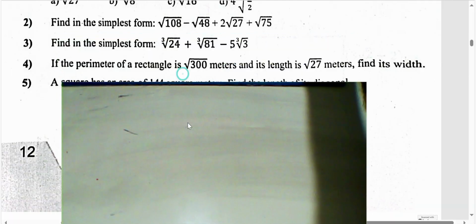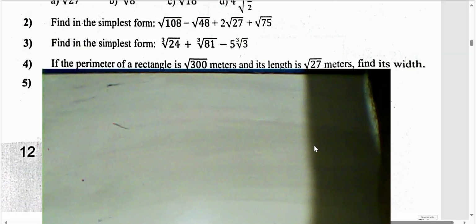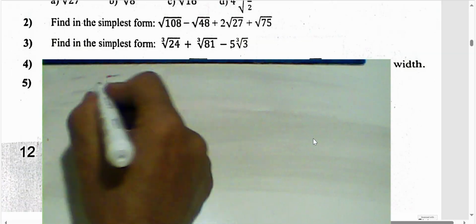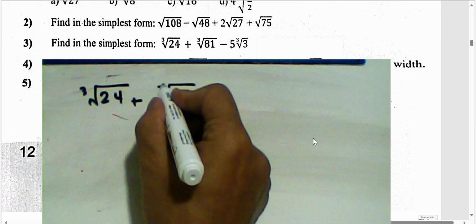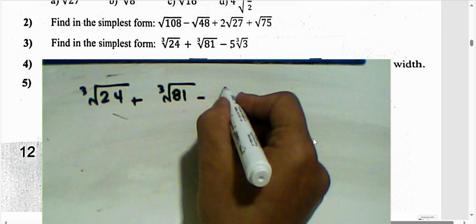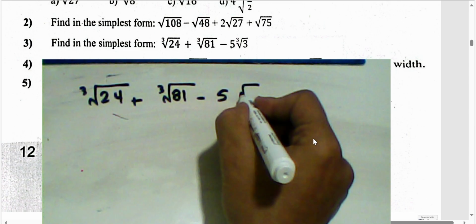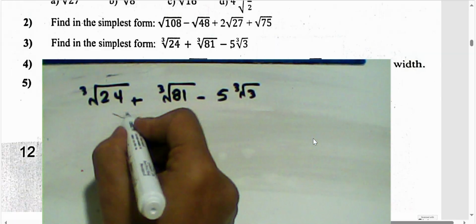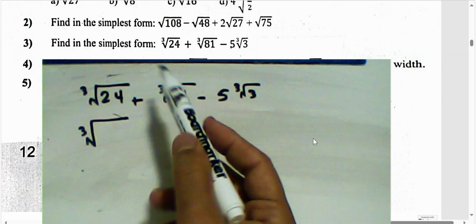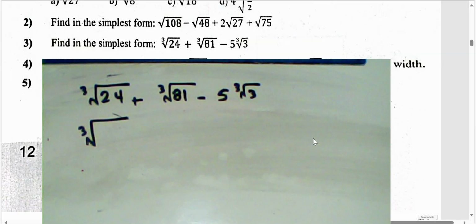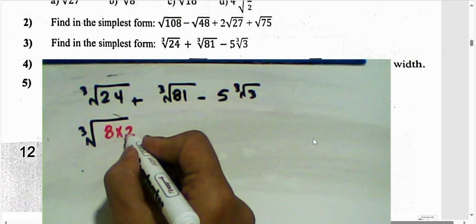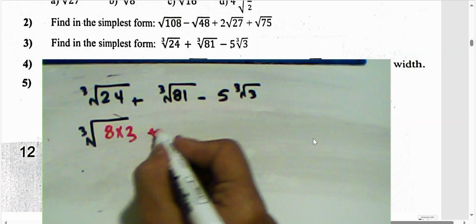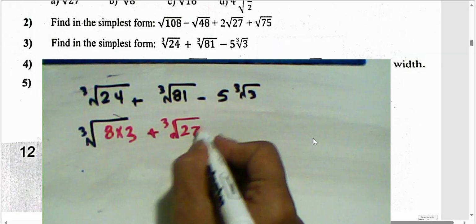Next question. Find the simplest form of this example: cubic root of 24 plus cubic root of 81 subtract 5 times cubic root of 3. We can write cubic root of 24: 24 equals 8 times 3, because cubic root of 8 equals 2. Then you can write 8 times 3, okay? And cubic root of 81 equals 27 times 3.